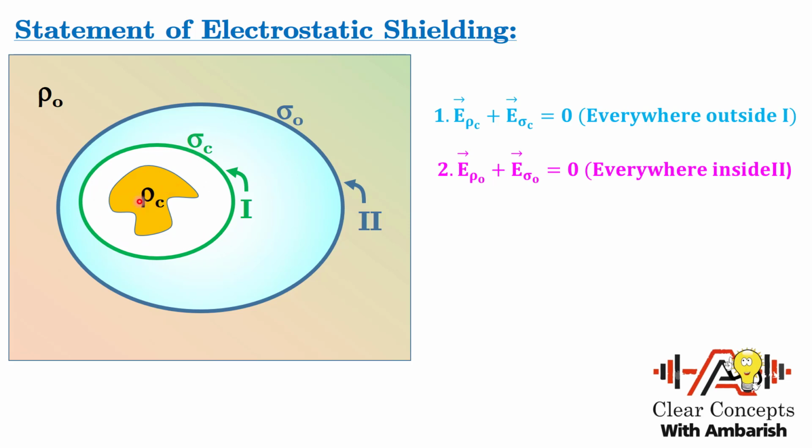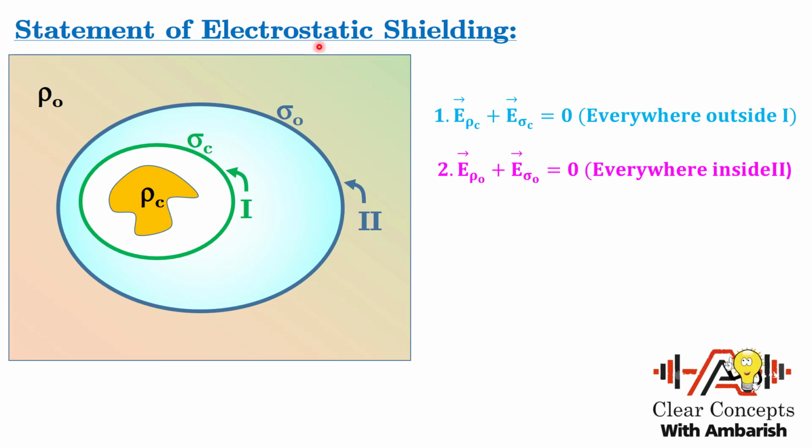So rho c is the charge enclosed by the cavity, sigma c is the charge on the inner surface of the cavity. And you know that there's no charge in the metal matrix, and on the outer surface of the metal, let us say we have charge sigma naught, which is a surface distribution on the outer surface of the metal, and let us say rho naught is the charge density function for the outer universe.